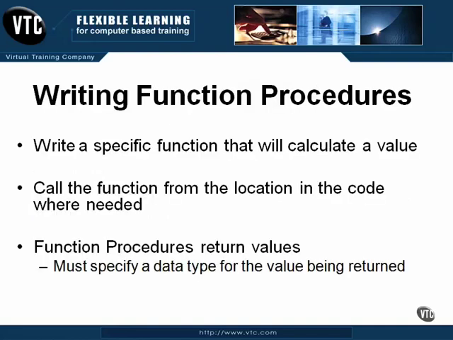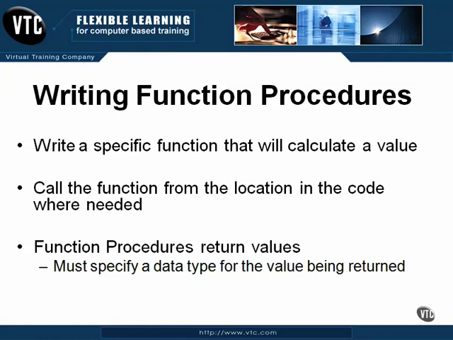When writing function procedures, you write a specific function that will calculate a value. You call that function from the location in the code where needed. The function procedure will return the value, but you must specify a data type for the value being returned. As a programmer, you may need to calculate a value that will be needed in several different procedures or programs.